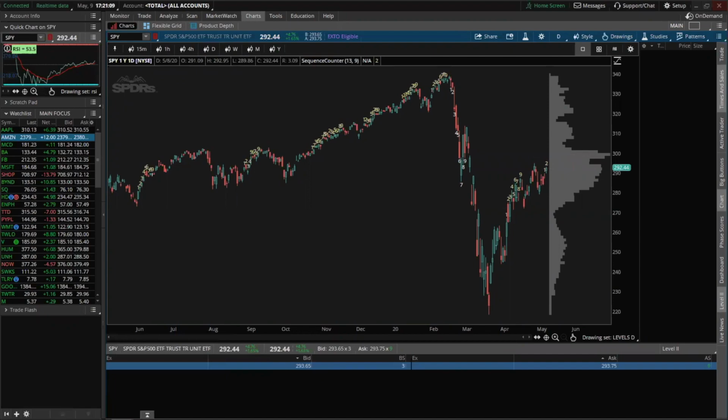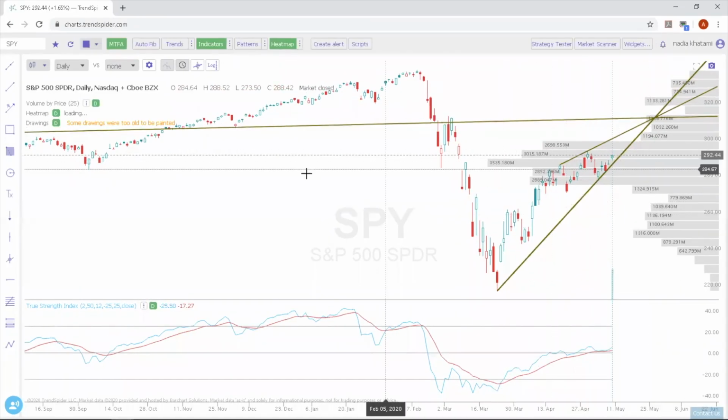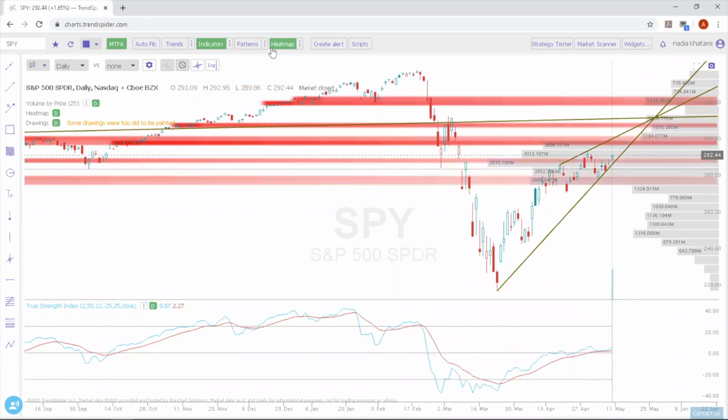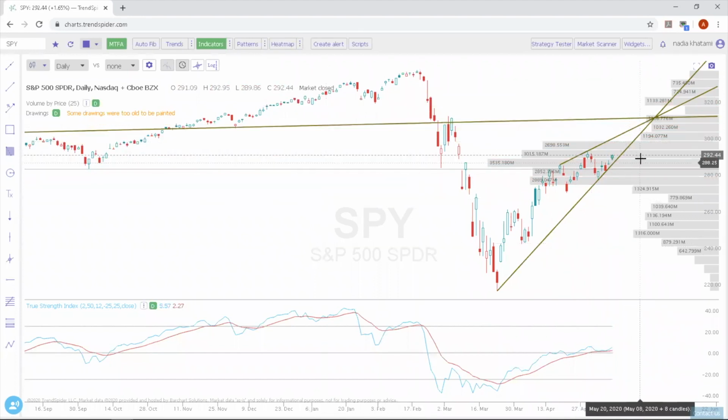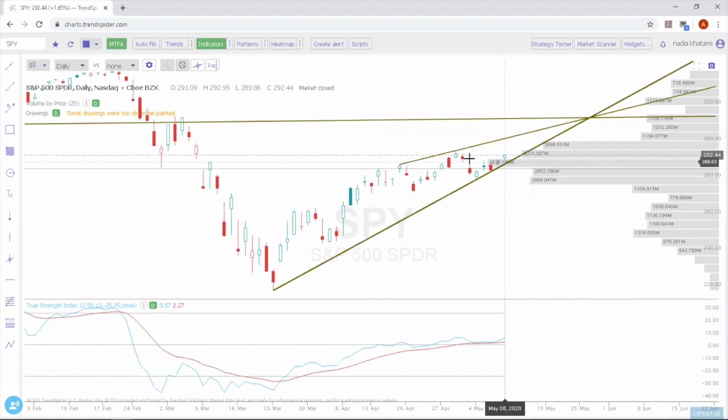I like TrendSpider's volume profile much more, just because it's clear. So you see the amount of volume telling you right there, and every level that breaks, you go to the next level. Then the next level is here, then the next level right here. Then we have this gap, and after this level breaks, you can just buy into the market.